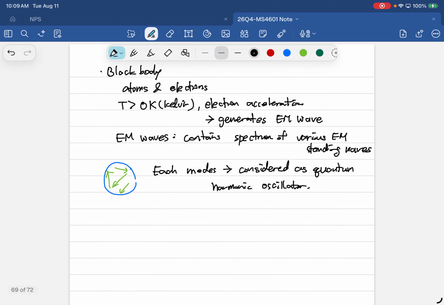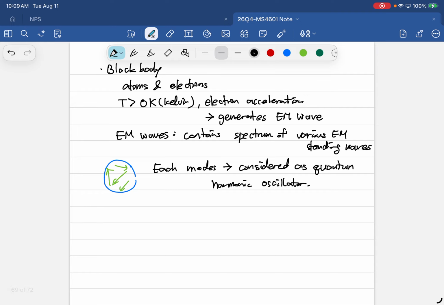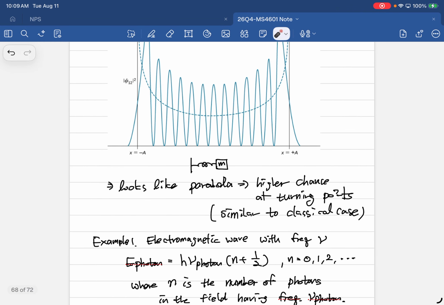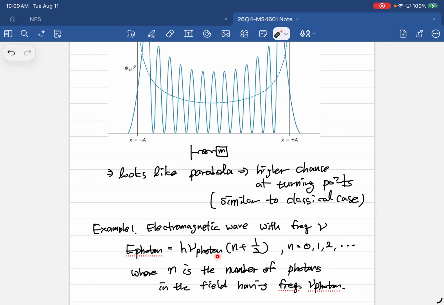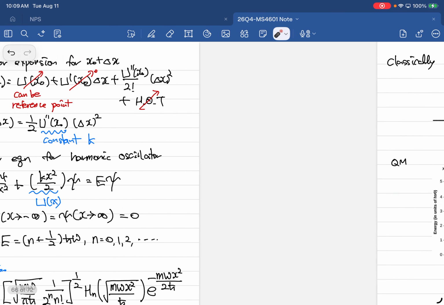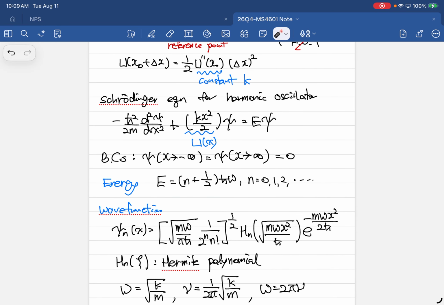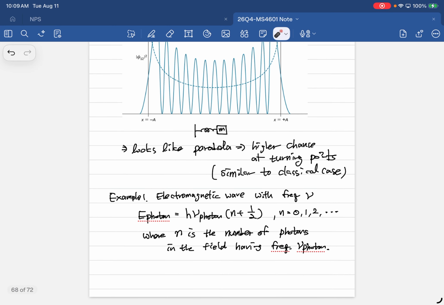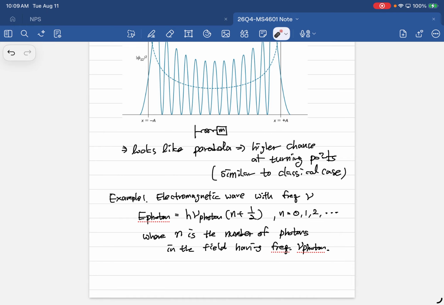Okay, so this is why when you look at this photon energy, this one has (n plus 1/2) h nu. So this relationship is exactly the same as the one we obtained from the classical harmonic oscillator here, right? This is the energy obtained by solving the Schrödinger equation for the harmonic oscillator, 1/2 kx squared. So this is essentially how it's related to the electromagnetic wave. In a simple way, you can think of this electromagnetic wave as a harmonic oscillator.